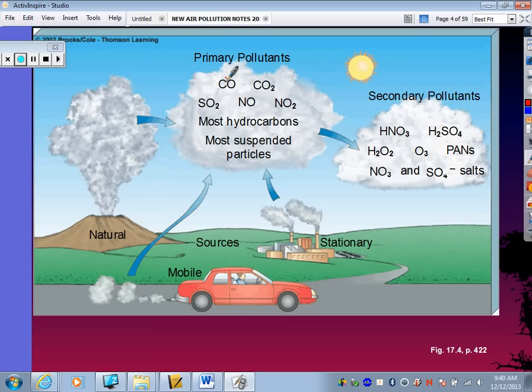CO is a primary pollutant, that's carbon monoxide. CO2, carbon dioxide. SO2 is sulfur dioxide. NO is what we call nitric oxide. NO2 is nitrogen dioxide. Hydrocarbons are going to be molecules that are made out of carbons and hydrogens, so it's going to be a lot of fuel type things like methane, benzene, propane, those sorts of things. Suspended particles, again, particulates are given off by all three of these different sources.